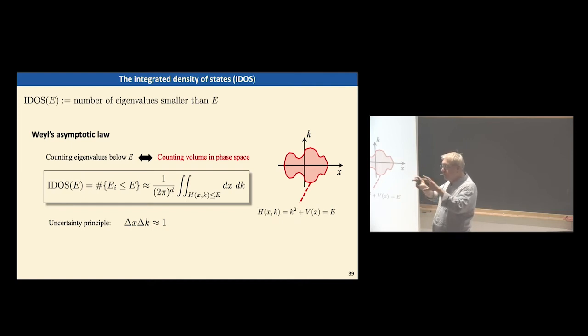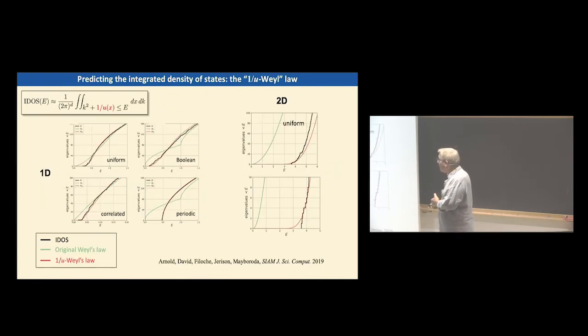And simply, you put together all the eigenstates, and you change the counting of the number of eigenstates into the counting of the volume in phase space. Now, if we replace, in this formula, V by 1 over U.